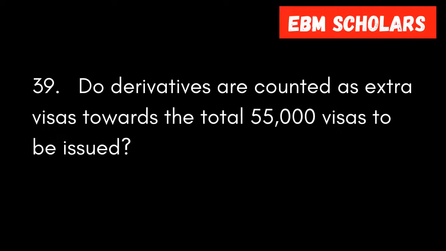So are derivatives counted as extra? No, they are not counted as extra. They are considered as one visa of the main applicant, the principal applicant. That's why if the principal applicant dies, then all dependents are not coming to America. So you have to pray your principal applicant doesn't die.